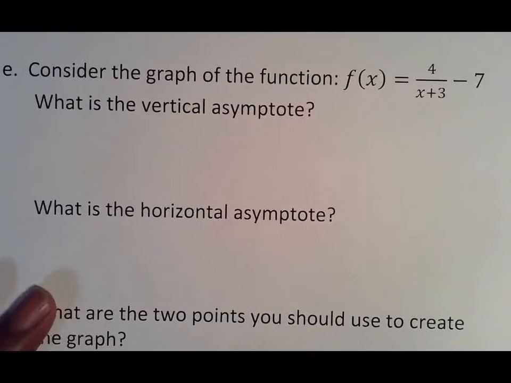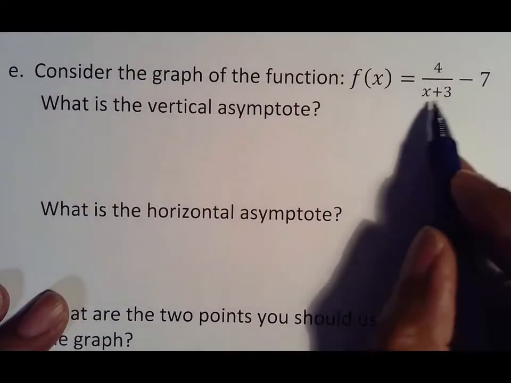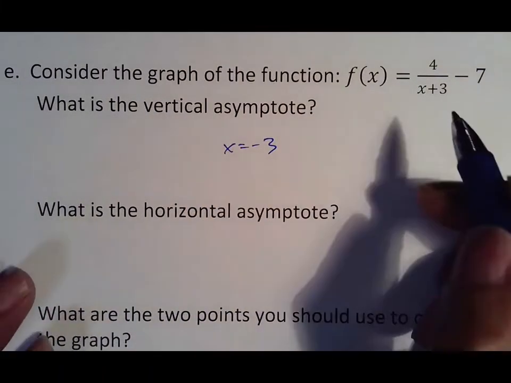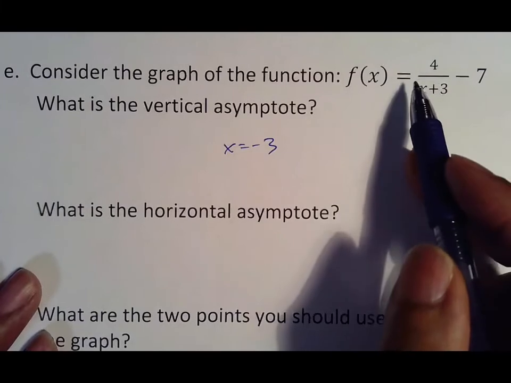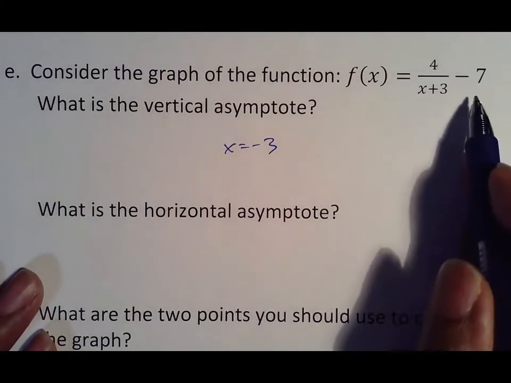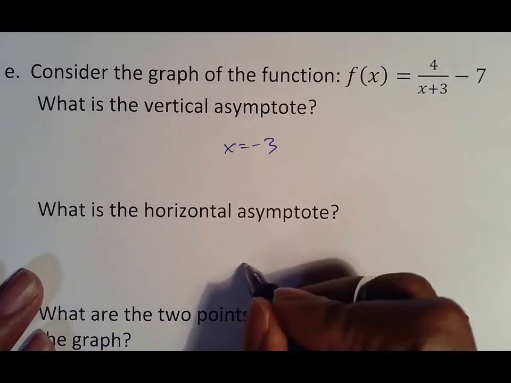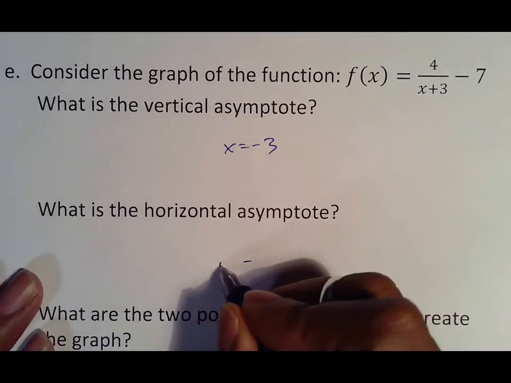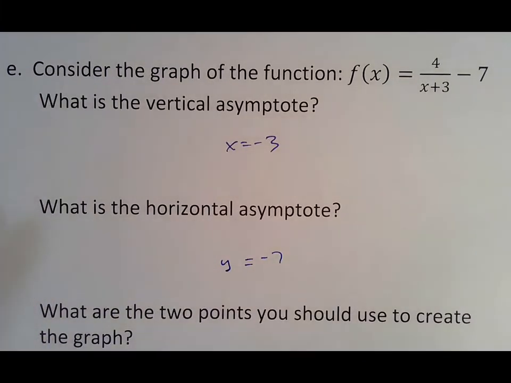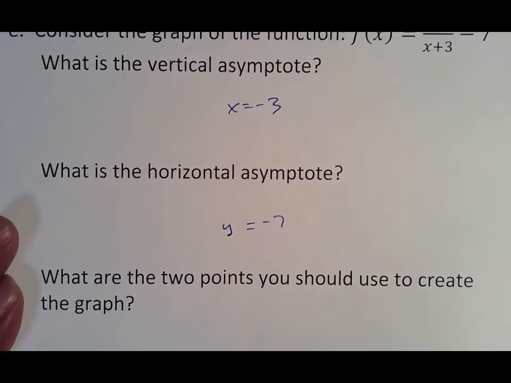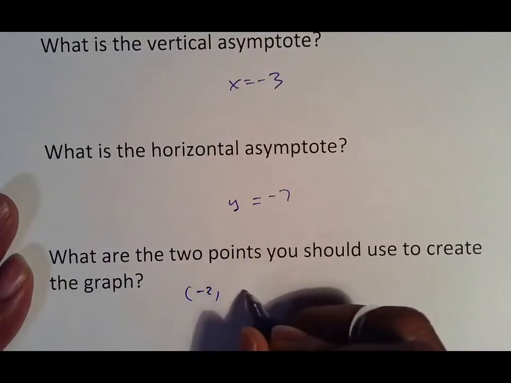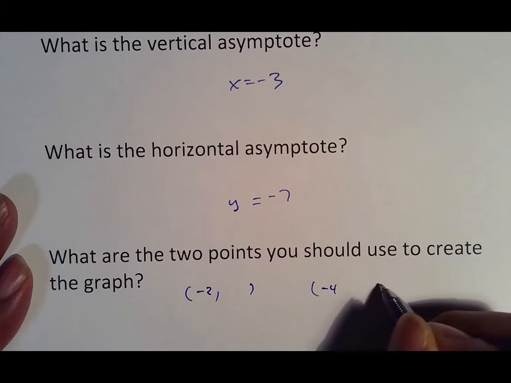And then the last one, same thing. What's your vertical asymptote? Well, that's what makes that 0. That'll be x equals negative 3. The reason we don't have to solve it is because it's not 2x plus 3. When it's just x plus 3, we put in negative 3. The horizontal asymptote, if you remember, is like your y-intercept, which is negative 7. So the 2 points we use to create the graph are to the left and right of negative 3, so it should be negative 2 and negative 4.